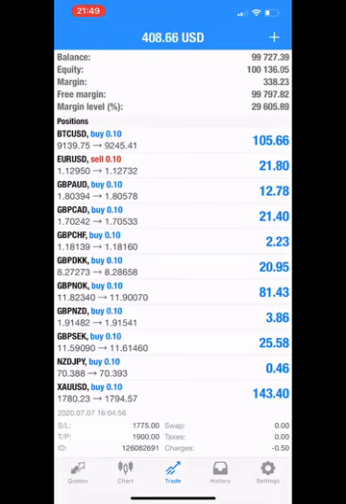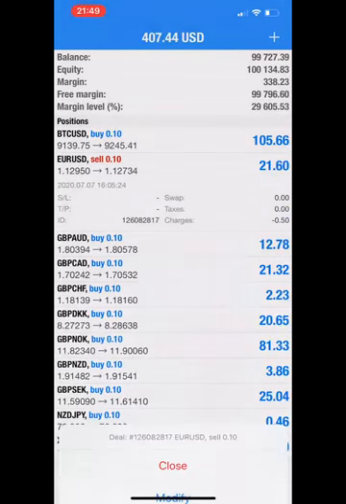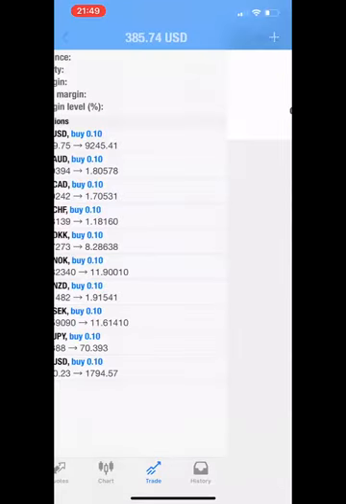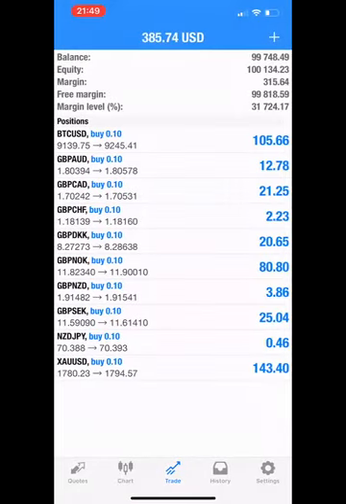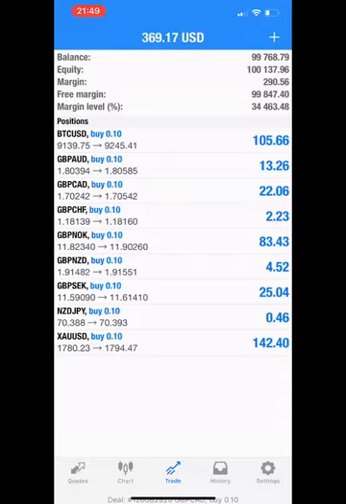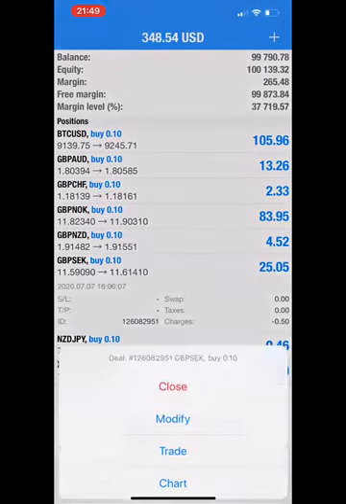If I entered, for example, the Euro USD, which is the sell, this one here, at 20 pips profit, this trade would have been closed already. I'm going to show you something. Why? Because all these trades have gone over 20 pips profit, so all these trades would have been closed.